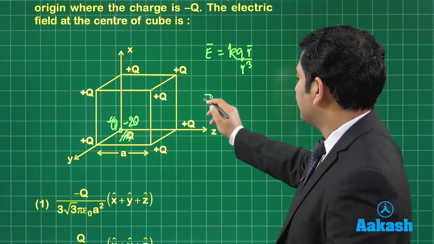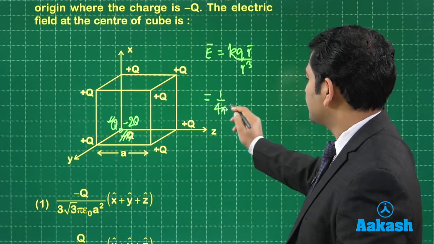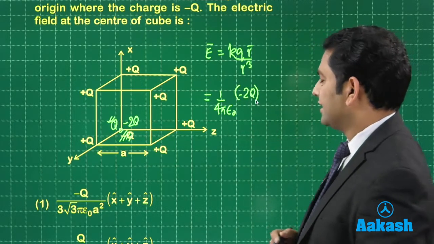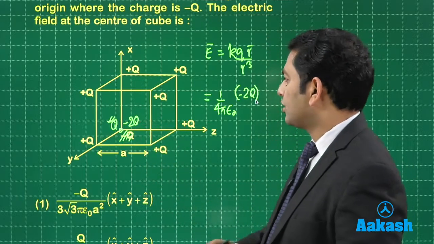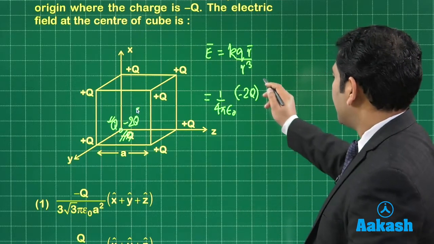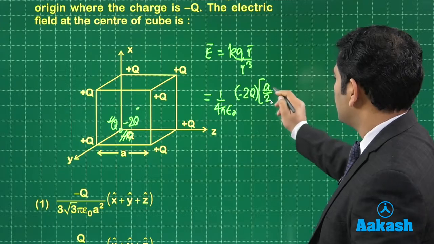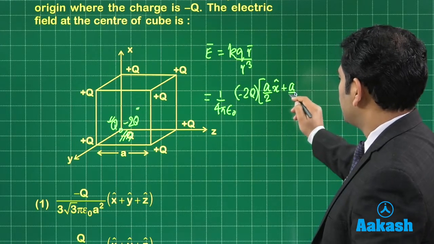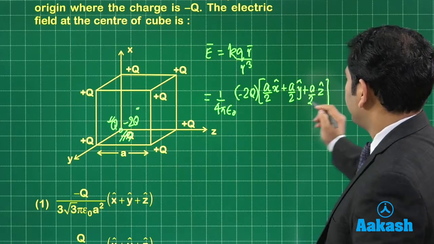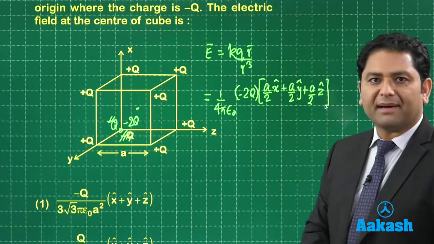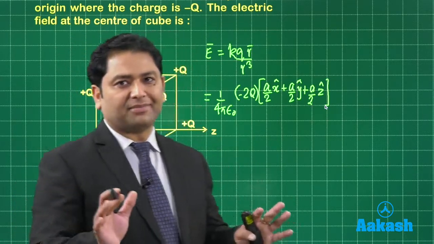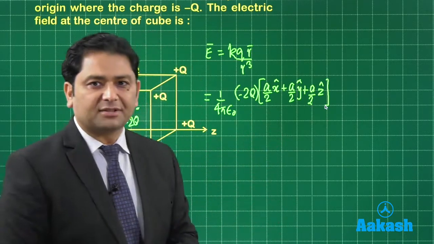So how do you do that? First of all, k, which is 1 by 4 pi epsilon naught, q is minus 2q, and what is the r vector? The vector joining the origin to the required point, the center of the cube. So what would be the r vector? That's going to be a by 2 x cap plus a by 2 y cap plus a by 2 z cap. That's what we do, isn't it?